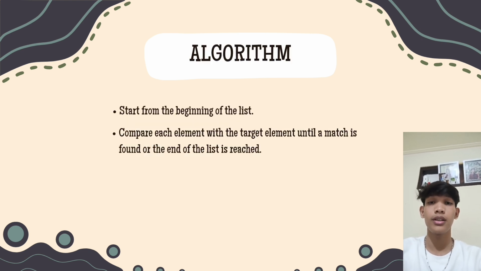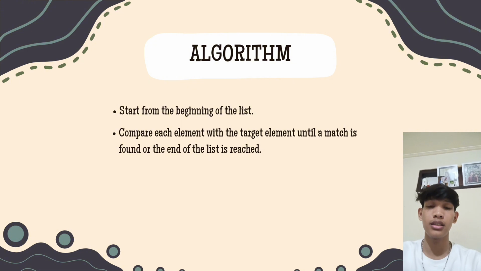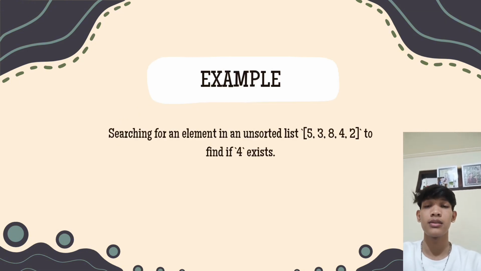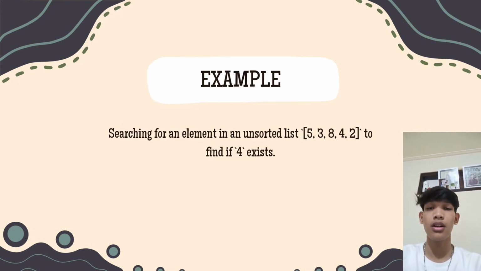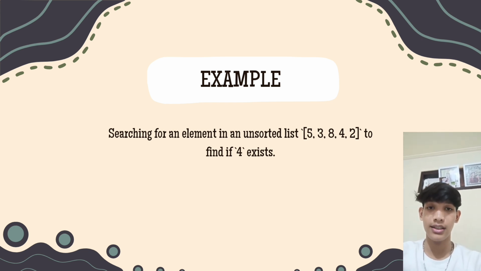Next, algorithm. First, start from the beginning of the list. Second, compare each element with the target element until a match is found, or the end of the list is reached. Next, example. Searching for an element in an unsorted list: 5, 3, 8, 4, 2, to find if 4 exists.